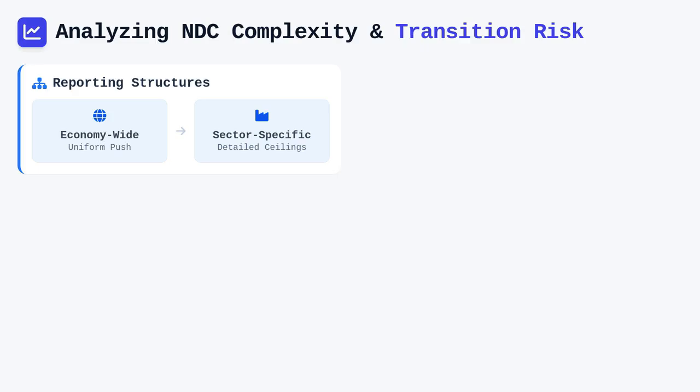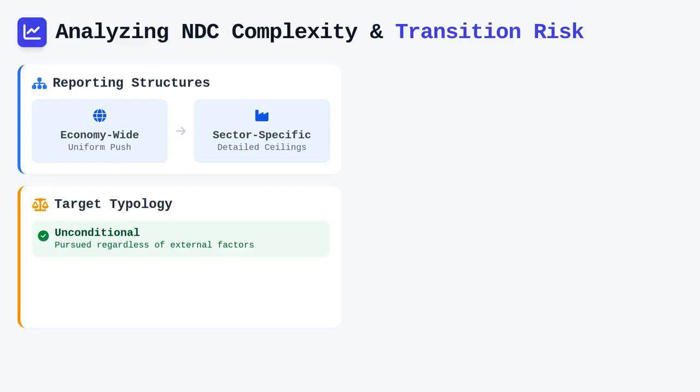As an analyst, you must distinguish between targets that are unconditional, meaning they will be pursued regardless of external circumstances, and conditional targets that rely on international support, technology transfer, or climate financing. Understanding the difference between these types is vital when constructing risk models, as a conditional target has a significantly higher probability of failure if international support metrics do not materialize as expected.